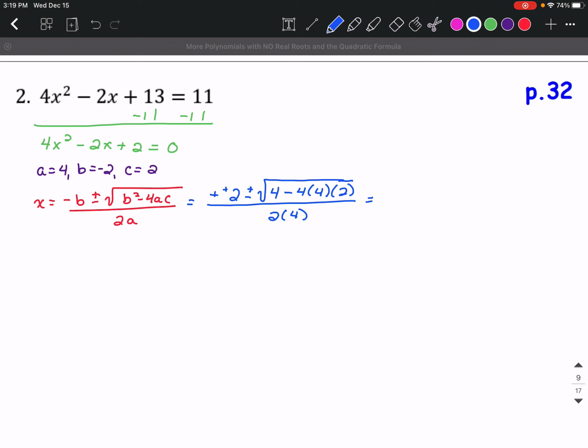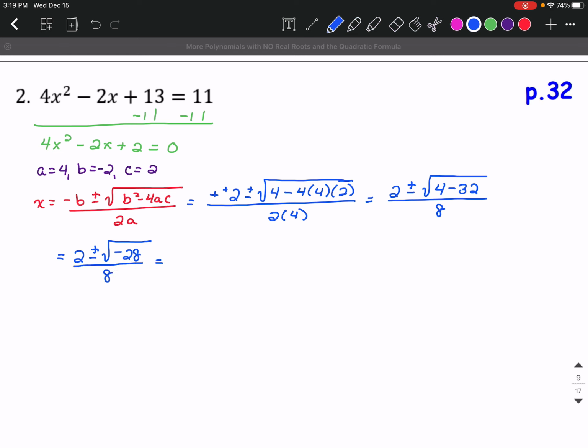4. So now we have 2 plus or minus the square root of 4 minus 4 times 4 is 16 times 2 is 32 all over 2 times 4 is 8. Now 2 plus or minus the square root of 4 minus 32 is negative 28 all over 8.